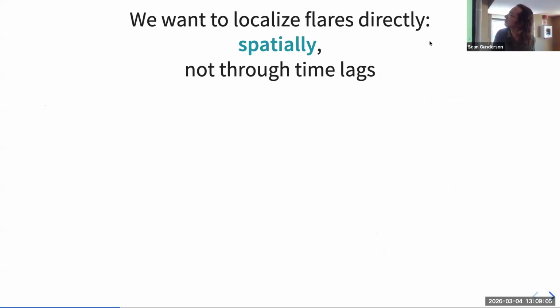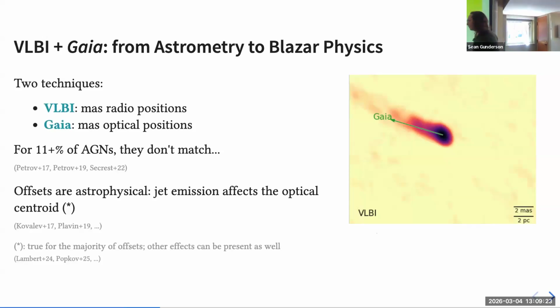So ideally, of course, we want to localize these flares spatially directly in the sky plane, not through time lags. And the thing we have in optical is we don't have routine resolution at the milliarcsecond and sub-milliarcsecond scales. We don't have images at these scales, but we do have some measurements. And these measurements are astrometry, and using Gaia and VLBI astrometry has been shown to be quite fruitful to probe optical emission of blazar jets.